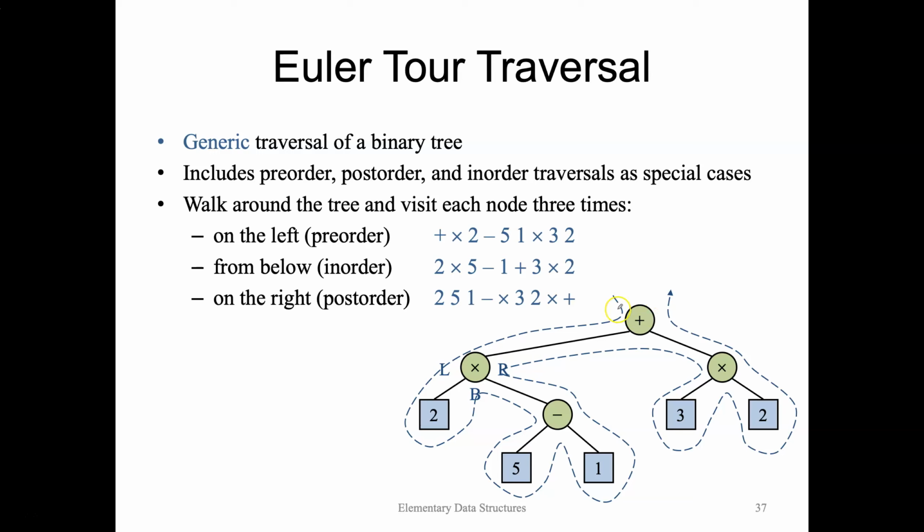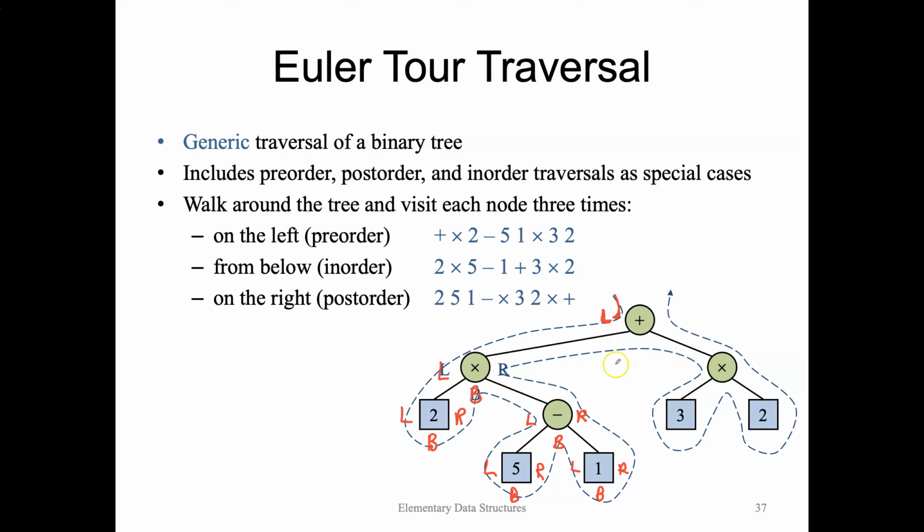You can imagine that if we want to do an Euler tour traversal of this tree, we start at the top and work our way around the perimeter of the tree. When we encounter a node, here we've encountered this node from the left first, and then we work our way down. Then we encounter the x from the left, we encounter 2 from the left, then 2 from below, then 2 from the right, then x from below, minus from the left, 5 from the left, below, right, minus from below, 1 from the left, below, and right, minus from the right, and so forth. This continues this way.